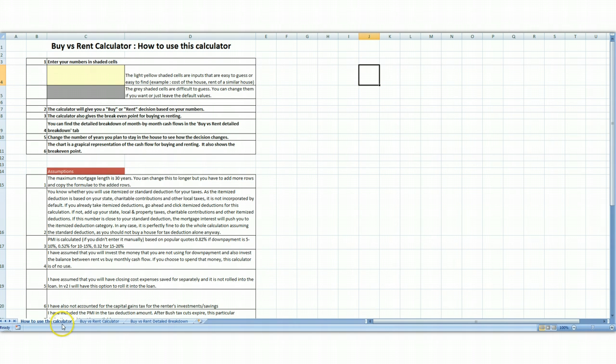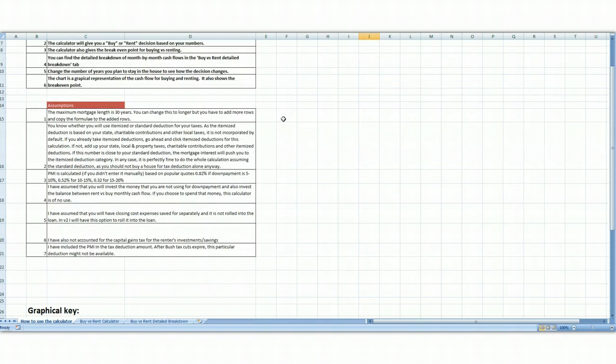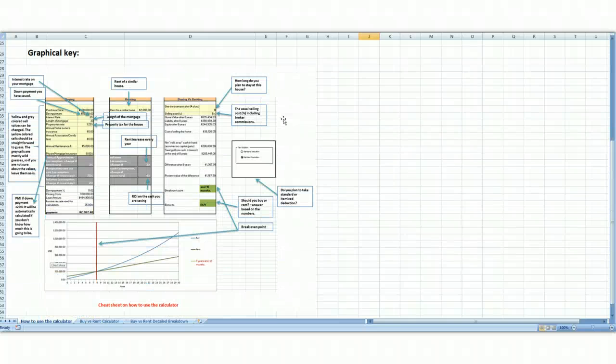There are three worksheets in this buy versus rent calculator spreadsheet. The first worksheet has some general information on how to use this calculator and my assumptions. The assumptions are important because if something is not applicable to you, you can go ahead and change it. And further down here is the graphical key on how to use this calculator. It should be pretty intuitive. If not, you can come back here to see the explanation of each cell.